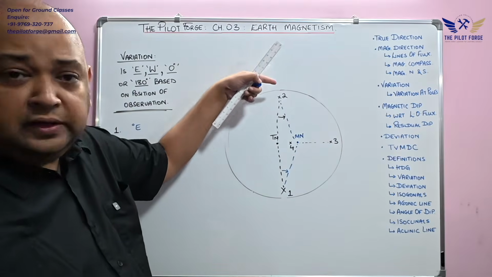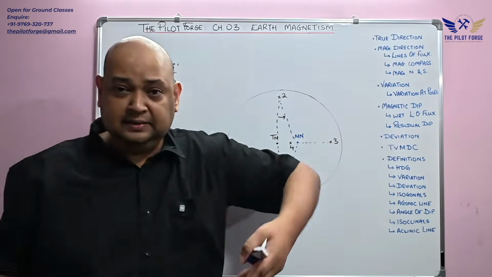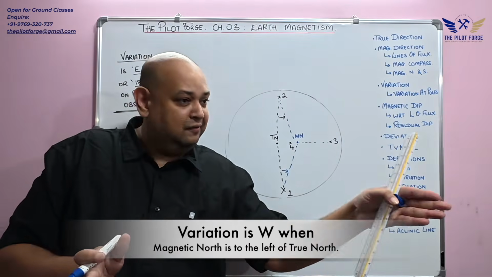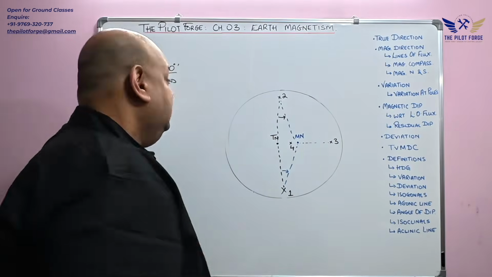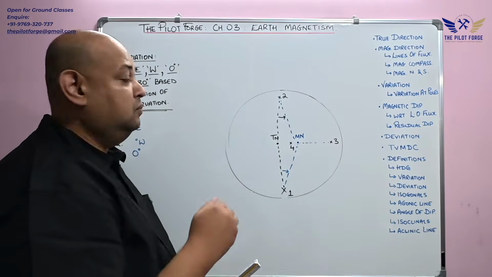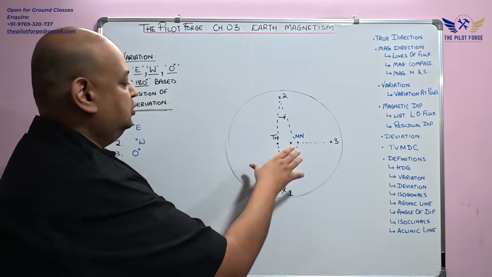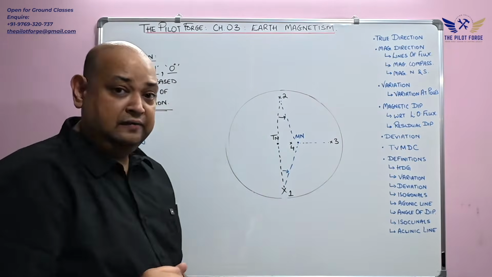Similarly, if you take a look at it from position number 2, you can see that magnetic north is to the left of true north. Therefore, variation is west. Now, position 4 is the most interesting one. This is what shows you 180-degree variation.